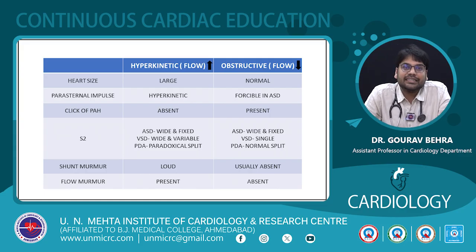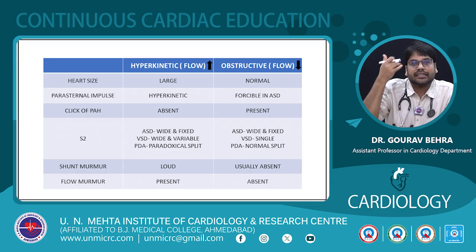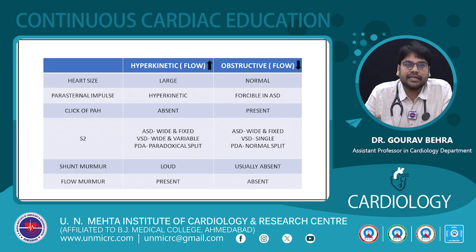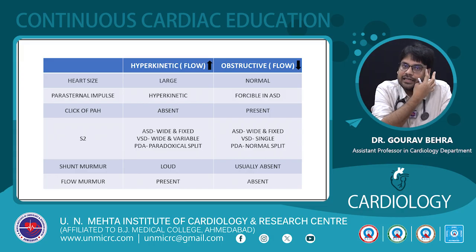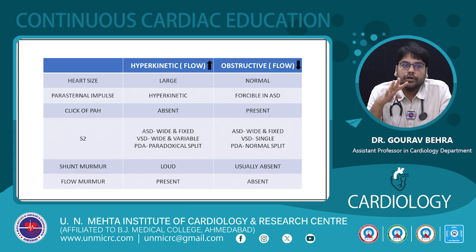Then coming to the S2. In hyperkinetic, with increased flow, it is wide and fixed. You already know that in ASD a patient has a wide and fixed S2, and you will have the same. The second sound in VSD is wide and variable, but when obstructive, there will be a single second heart sound. Now the murmur of the shunt will be loud in hyperkinetic PH because this is flow mediated, and you will see a flow murmur in a patient with hyperkinetic PH.